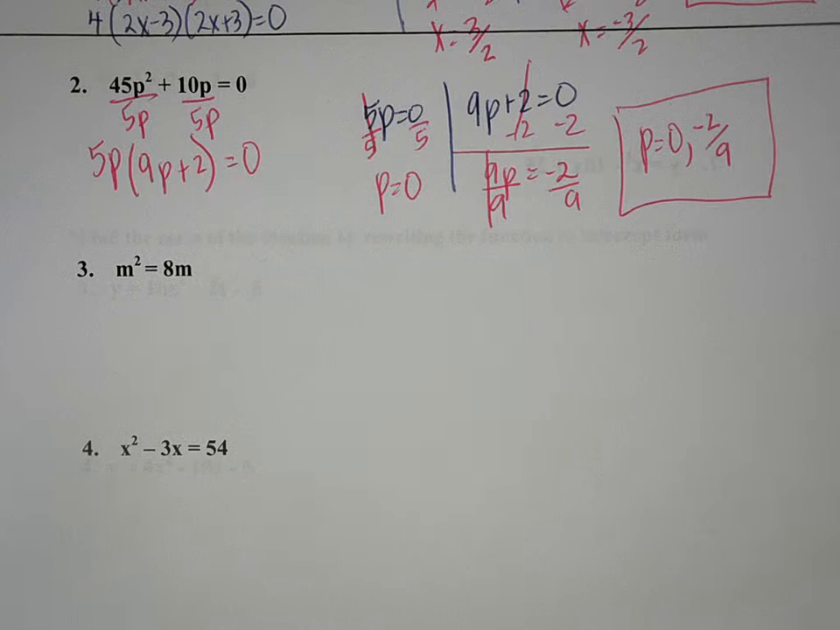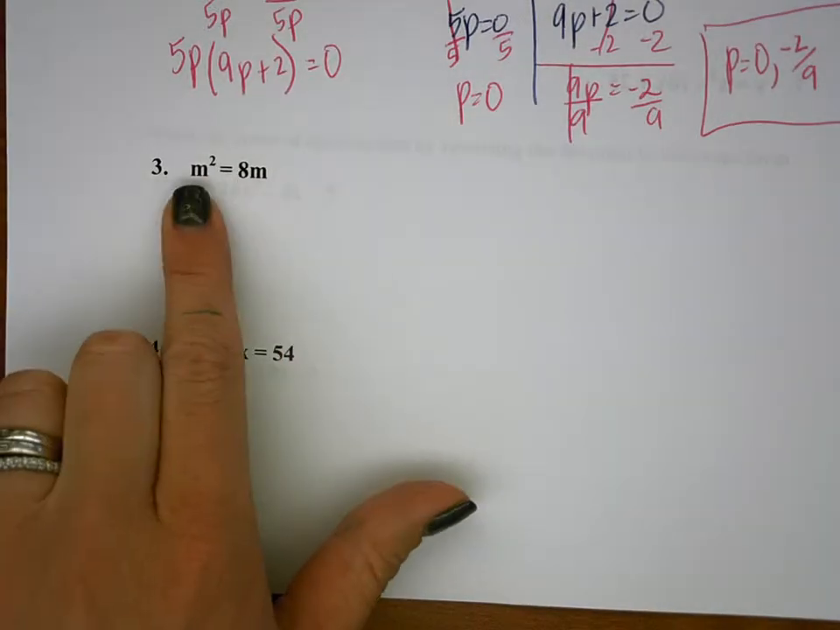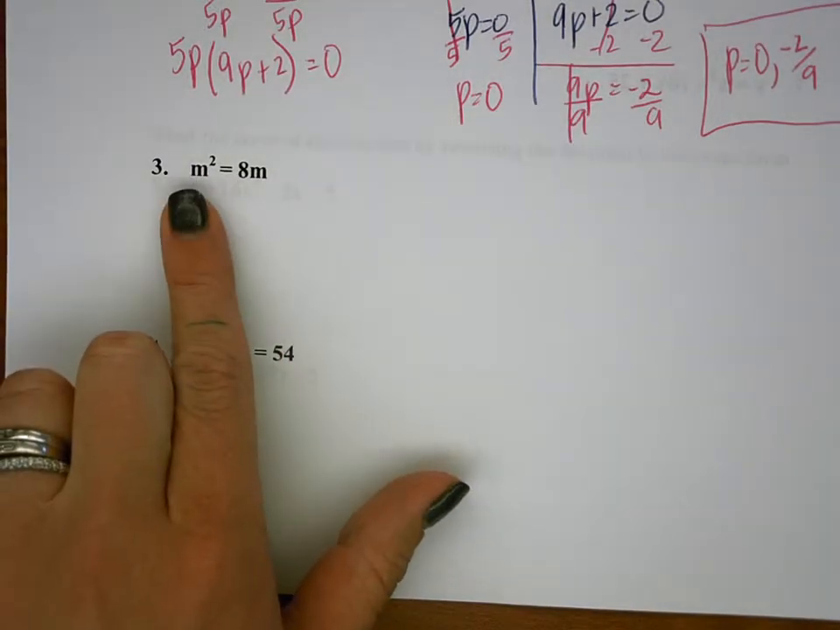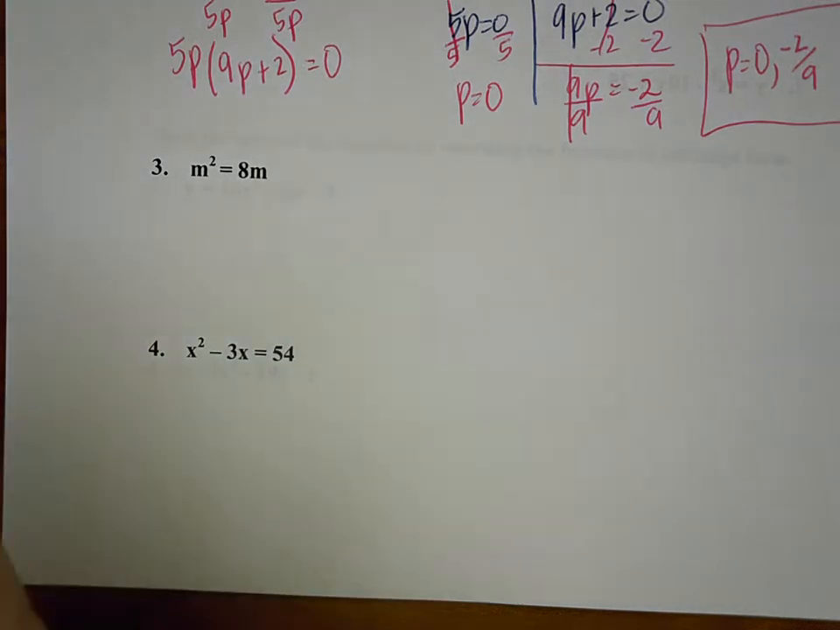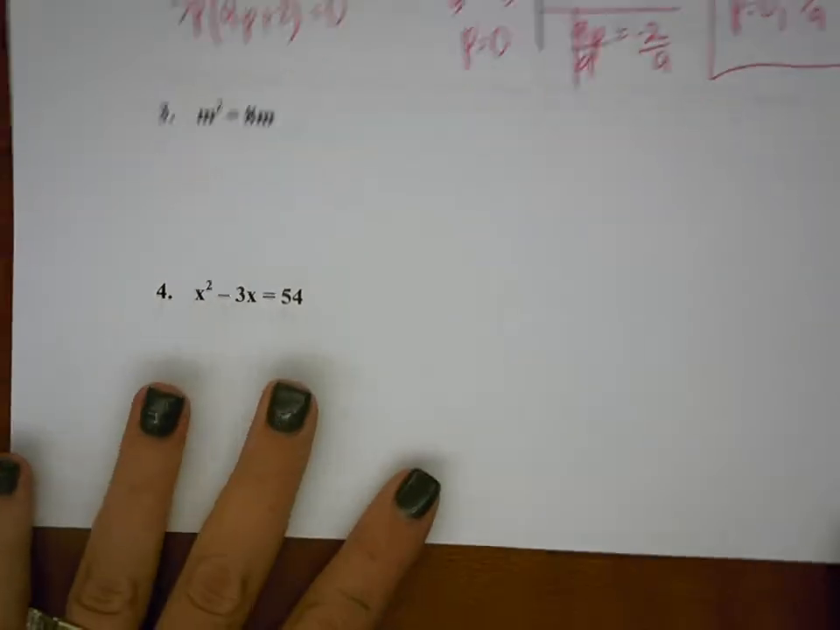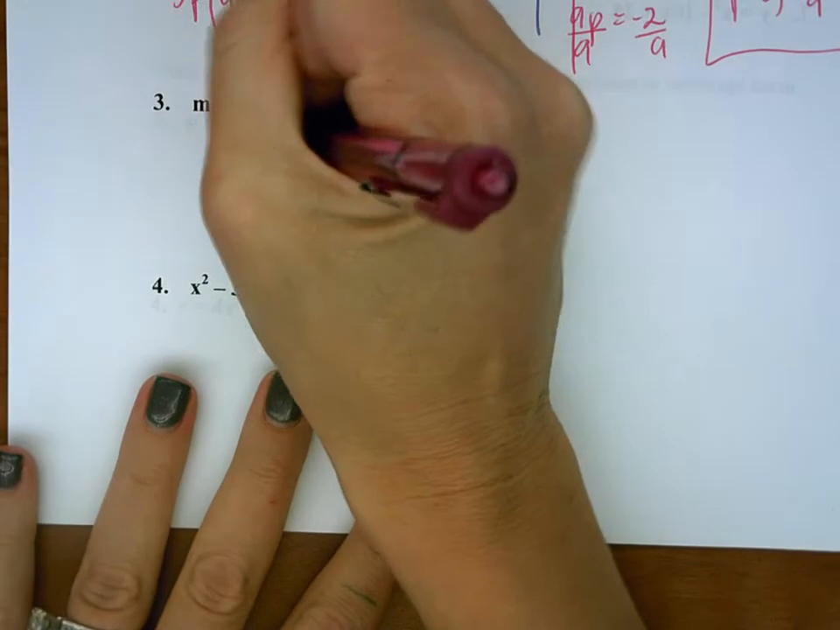What do you think we're going to need to do first on number 3? Good. We are going to move the 8m over here because you always want your highest exponent to be positive. So I don't want to move my m squared and get a negative m squared. I want that to stay positive. So we're going to subtract 8m in order to make it equal to 0.